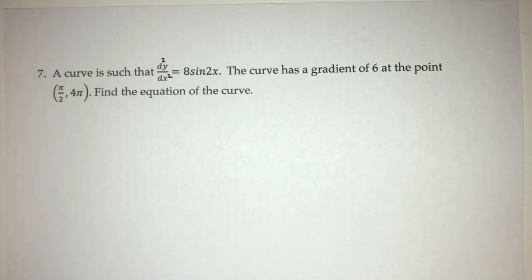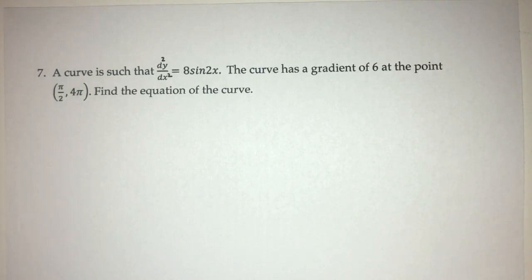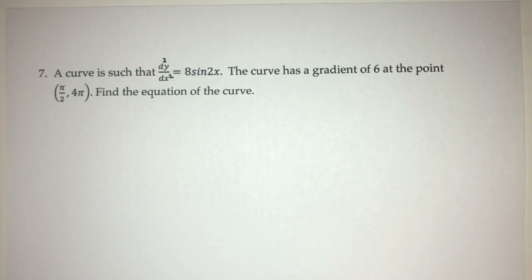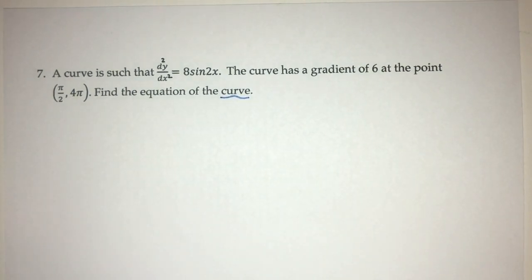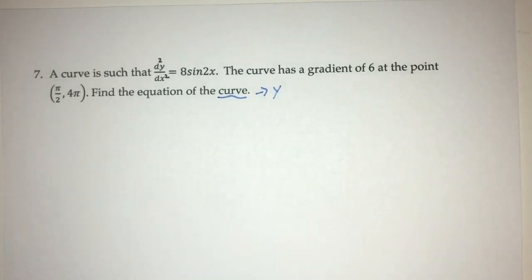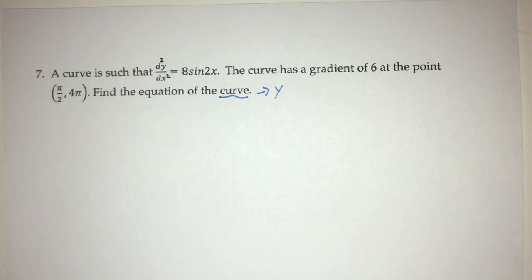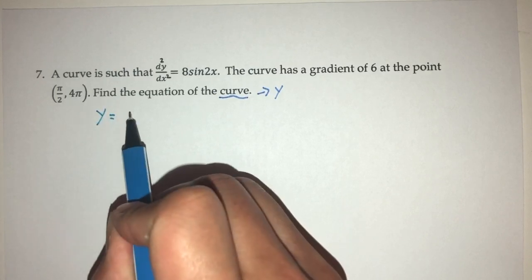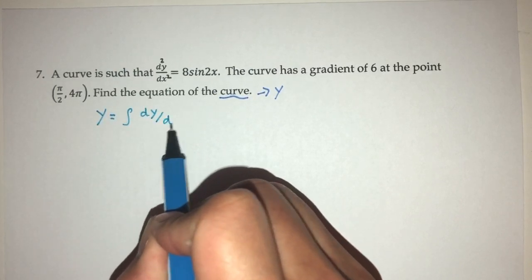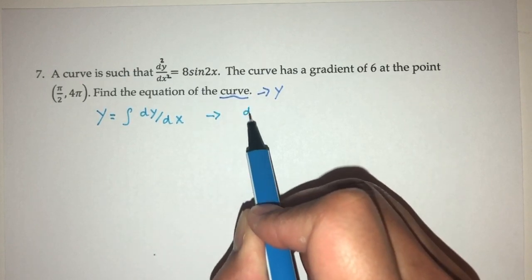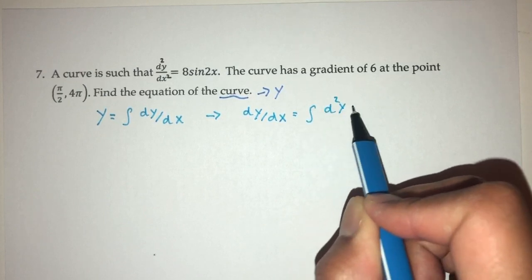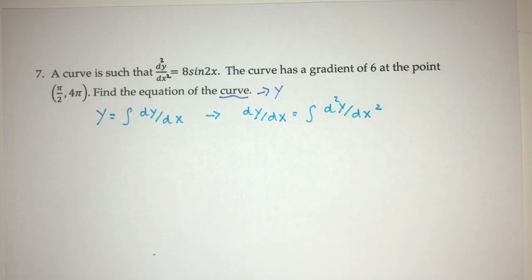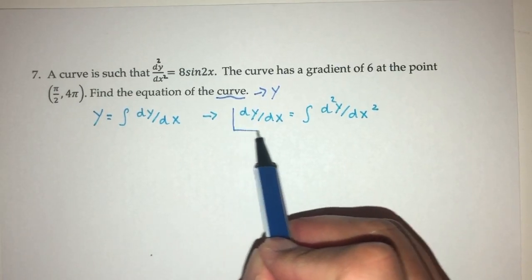Let's move on to question number 7. So here we have d2y by dx2 given to you by this equation. The curve has a gradient of 6 at this point. Now we have to find the equation of the curve. Okay, so from d2y by dx2 to the value of y, which is the equation of the curve. Before we do this question, we have to understand that to find y, we know it is the integration of dy by dx. And dy by dx is the integration of d2y by dx2. So we first have to find these values first.